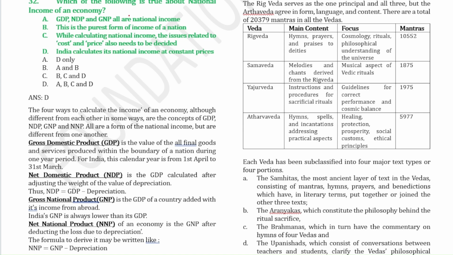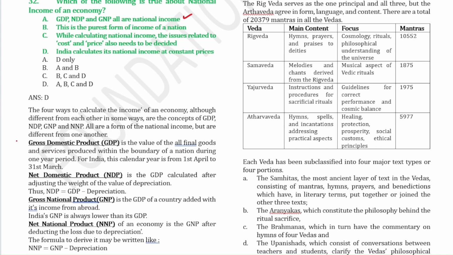Question number 32. Which of the following is true about national income? All the 4 points are true about national income. There are 4 ways to calculate the income of an economy: GDP, NDP, GNP, and NNP. So this statement is correct.